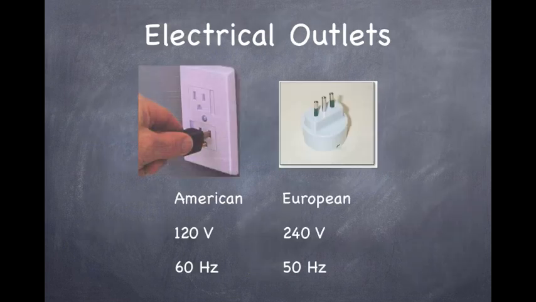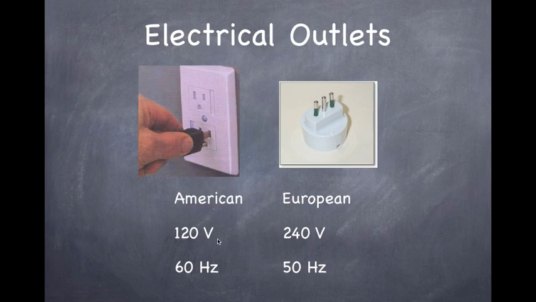It is very, very important that you know, memorize, commit to memory, that an American outlet is supposed to be 120 volts at 60 hertz. Now, generally, they tend to be closer to 110, but they are defined as 120 volts at 60 hertz. The European outlet is defined as 240 volts at 50 hertz. You have to know these.